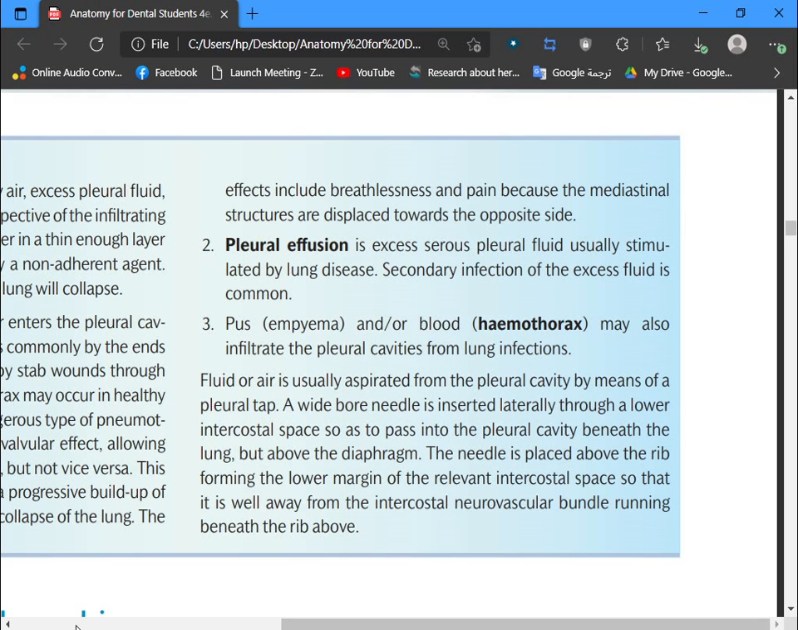A wide-bore needle is inserted laterally through a lower intercostal space so as to pass into the pleural cavity beneath the lung, above the diaphragm. The needle is placed above the rib, forming the lower margin of the relevant intercostal space, so that it is well away from the intercostal neurovascular bundle running beneath the rib above.